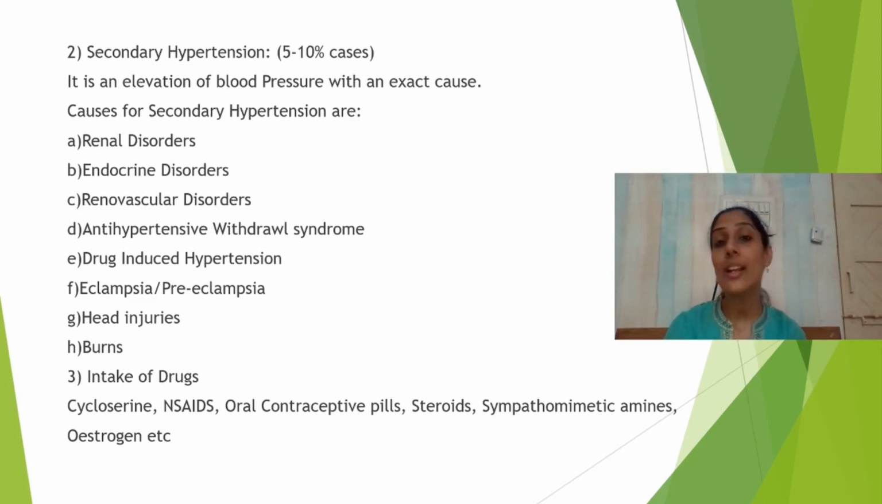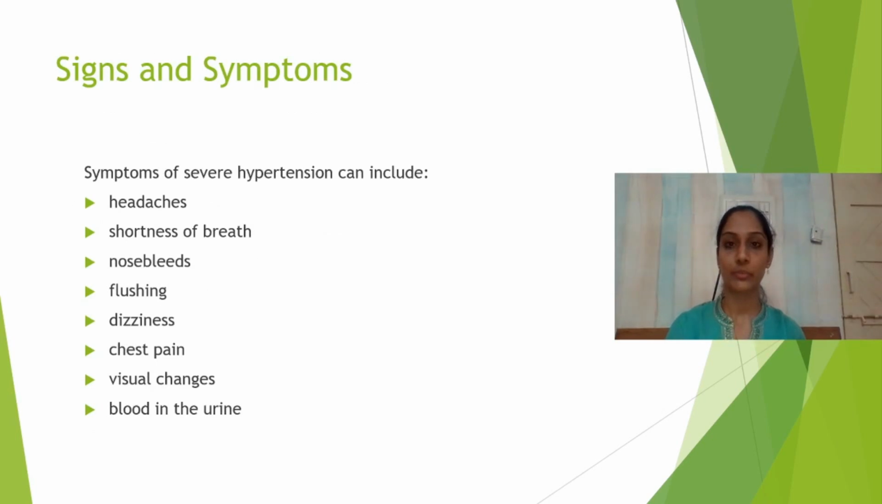As I've told, drug-induced hypertension means intake of certain drugs, for example oral contraceptives, steroids, sympathomimetic amines, then estrogen, cycloserine, which can also lead to hypertension. What are the signs and symptoms of hypertension?